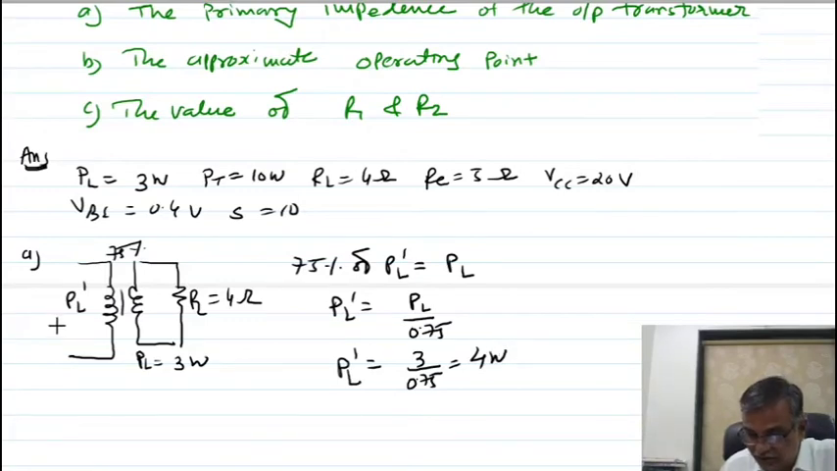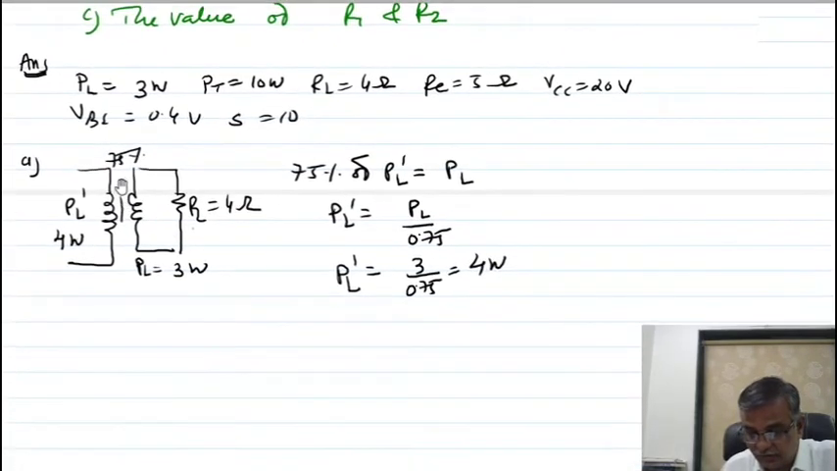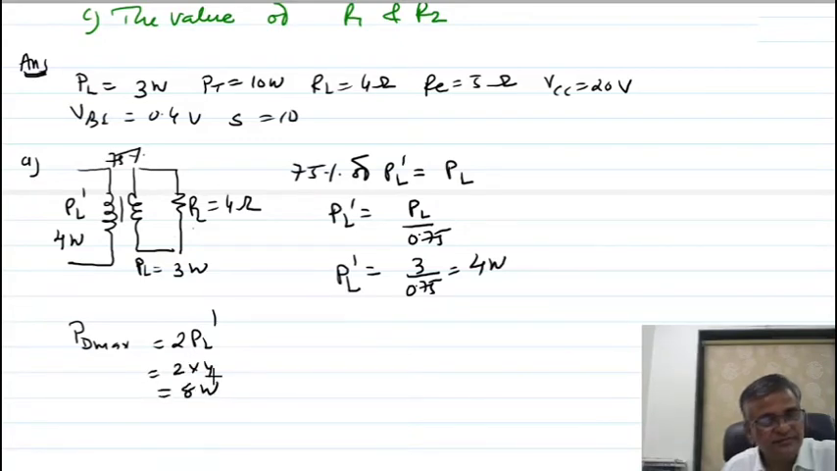So here how much should you have? 4 watt. And then you can convert how much? 3 watt here. Remaining 25% is wastage. Now second, what I want? Now we know that PD maximum is 2 PL dash. So 2 into 4 is 8 watt.